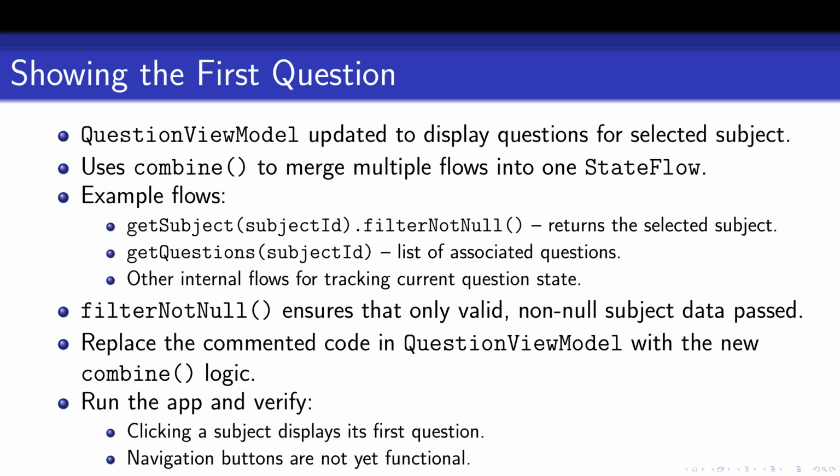Next, we configure the question view model to display the first question when a subject is selected. This is done using Kotlin's combine function, which merges multiple flows into one state flow. We combine the subject data, list of questions, current question number, current question itself, and whether the answer is visible. The filter not null call ensures we only work with valid subject data. This replaces the old hard-coded logic and allows for automatic updates.